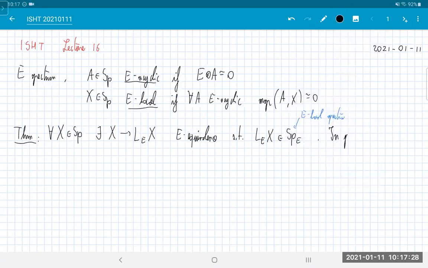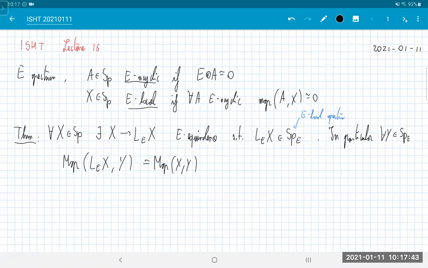In particular, for every E-local spectrum Y, we have that the mapping space from L_E X to Y is equivalent to the mapping space from X to Y, i.e. the inclusion of E-local spectra into spectra has a left adjoint.